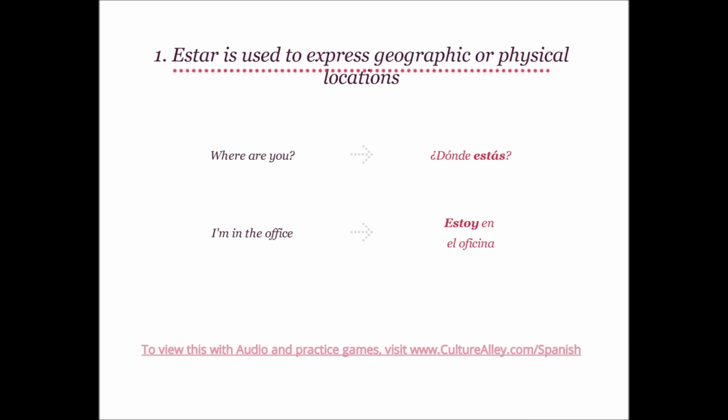In the first scenario, estar is used to express geographic or temporary physical locations, or where someone is at a point in time. Let's have a look at some examples. Where are you translates to ¿Dónde estás? Can you try that yourself? It is ¿Dónde estás? This question is asking where someone is right now.